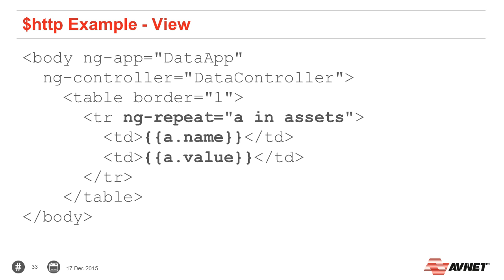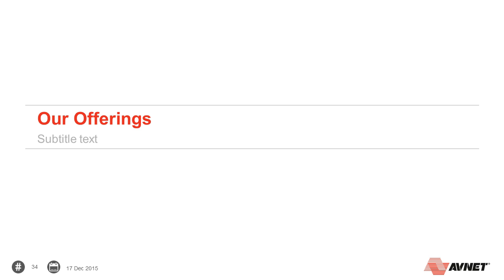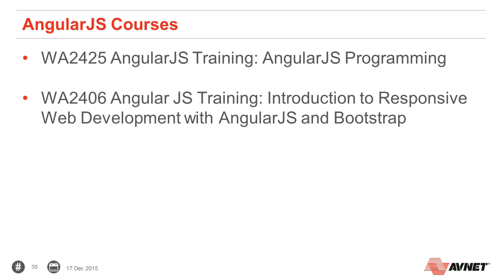Okay, so that concludes the real content portion of the actual webinar. Last but not least, we just talk about our offerings briefly. When it comes to Angular, we have two main offerings. We have 2425, which is an AngularJS programming class.